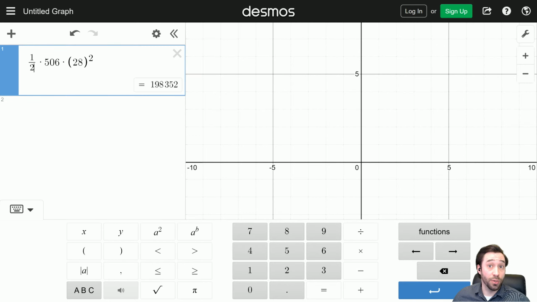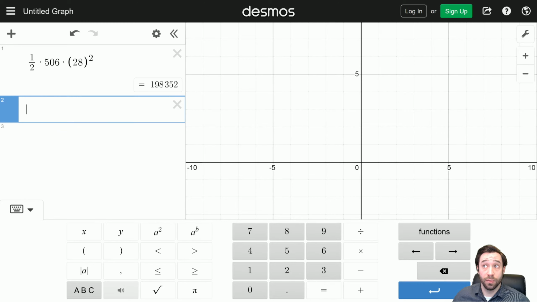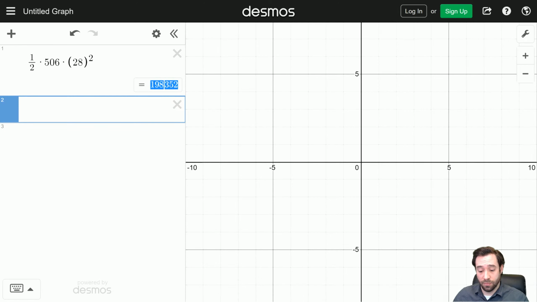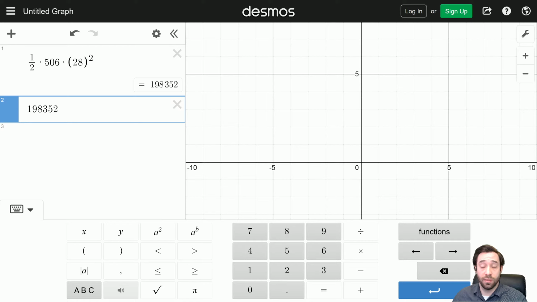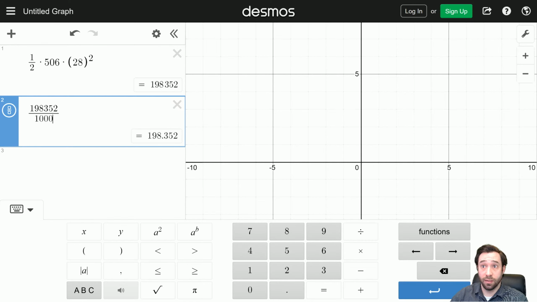So this is in units of joules. I want it in kilojoules. So what I'm going to do is take this number, copy and paste, and then divide by 1,000. Cool. So now this is in units of kilojoules. I'm going to switch back over here in just a second.